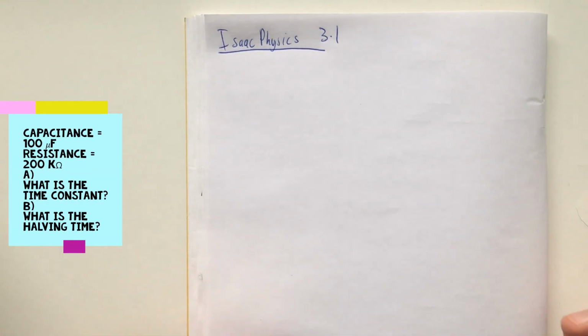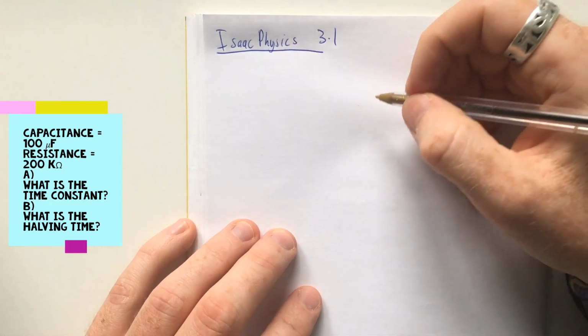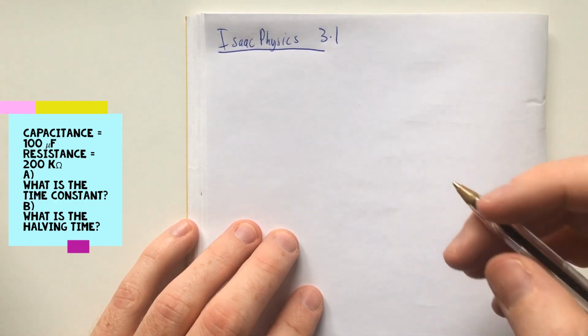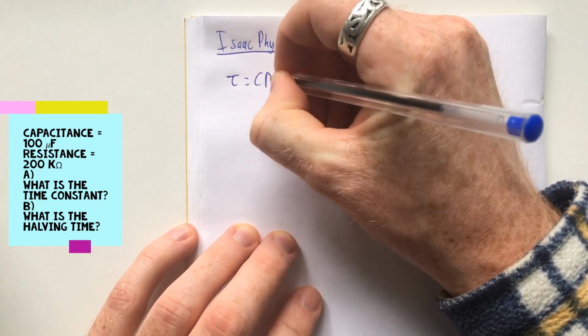This is Isaac Physics question I3.1. It's the first question about discharging capacitors. In the question, we are given the capacitance and the resistance, and we've got to work out the time constant. Well, the equation for the time constant is CR.